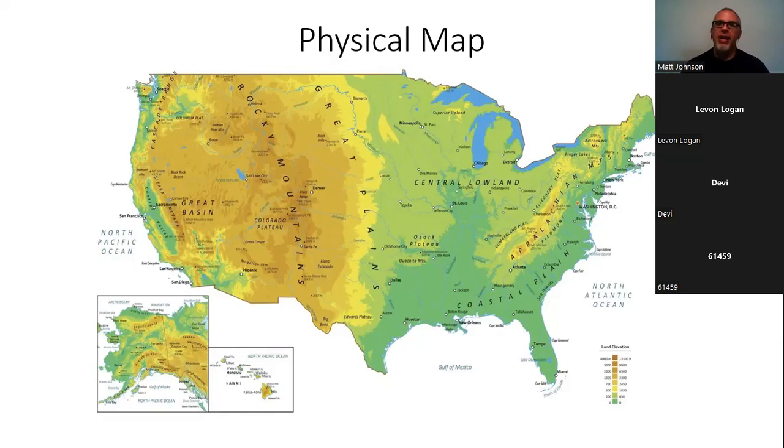But anyway, you can see a lot of green there, so it's a lower elevation. The darker brown means a higher elevation. And then you also have your bodies of water represented there.